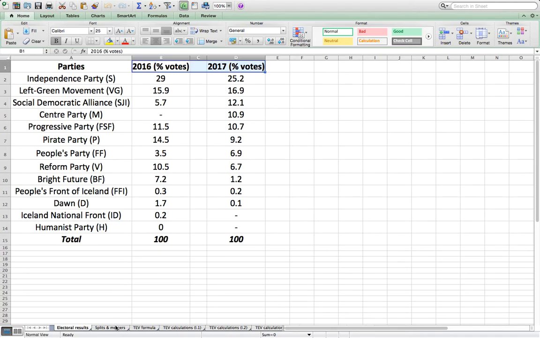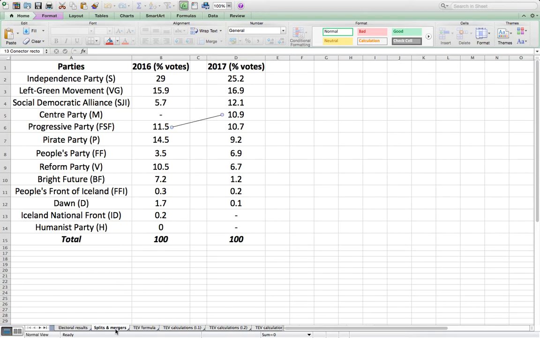The second thing we need to do before looking into the formula of the Pedersen index of electoral volatility is to see if there have been any splits or mergers. And this is important because it has important consequences for the calculation of electoral volatility. What we see here is that the Center Party is a new party, not totally new, because it split from the Progressive Party, and therefore this will have to be taken into consideration when looking at the calculations of the Pedersen index of electoral volatility.